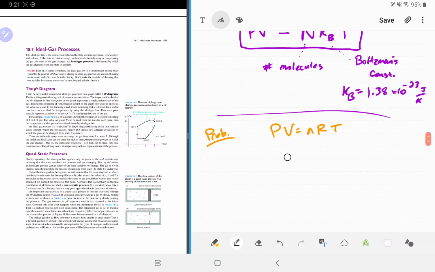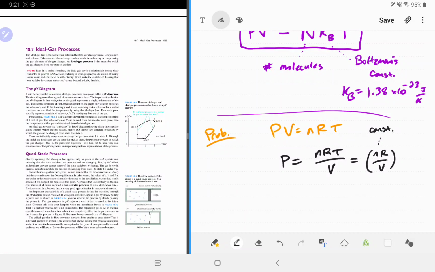Well, first, since we want to know what happens to the pressure, let's solve for the pressure. Pressure is nRT over V. And really the thing that's changing is the temperature. So I'm going to factor out n, R, and V. These are all constants for this problem.